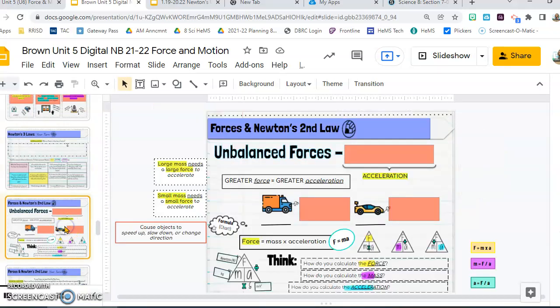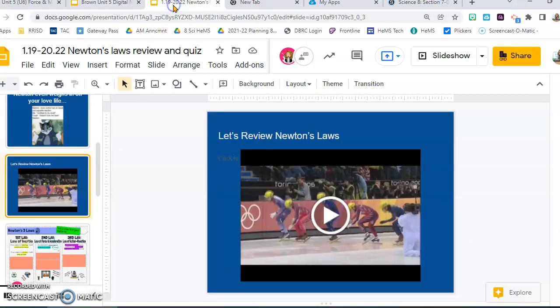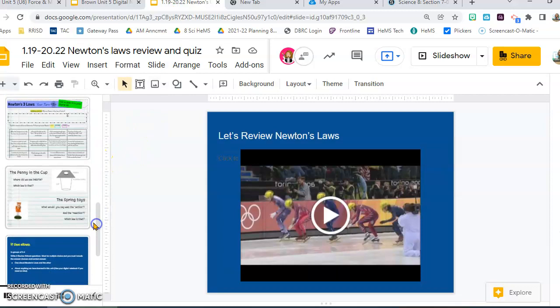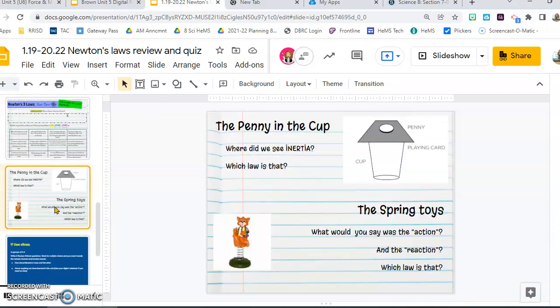We already did these slides yesterday. So let's go back to our slide presentation. So we just did those, and we're reviewing this here. The penny in the cup. Where do we see inertia, which is the first law? Yep, we saw that in Newton's first law. And we flicked that penny away. And that's the law there.